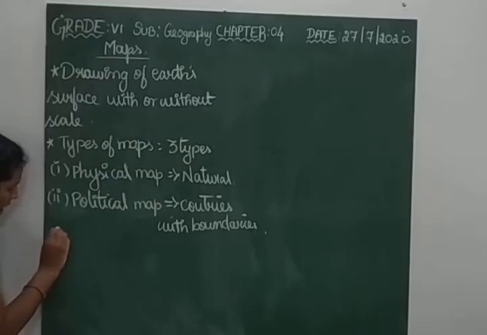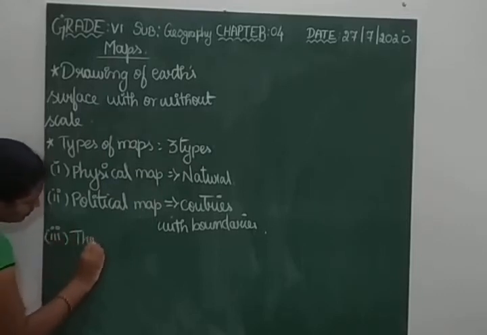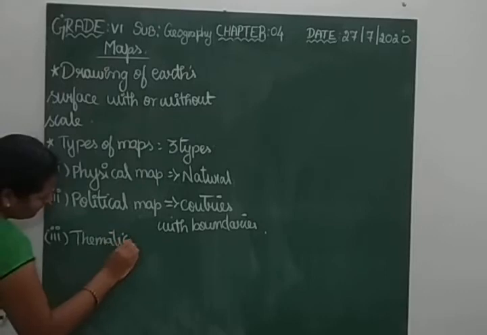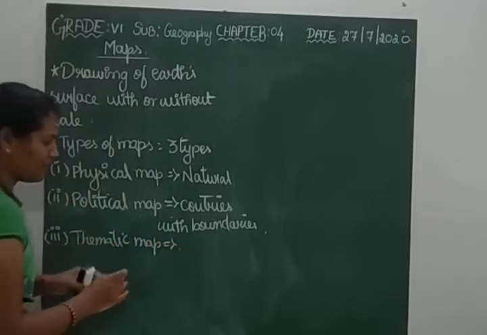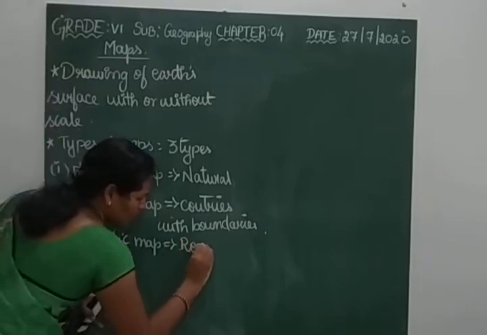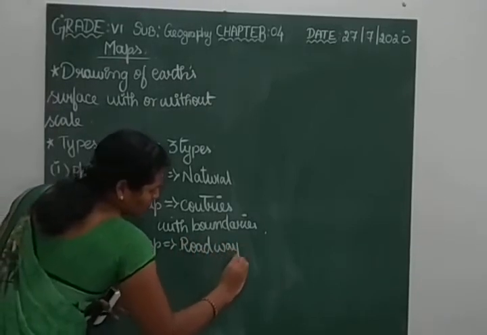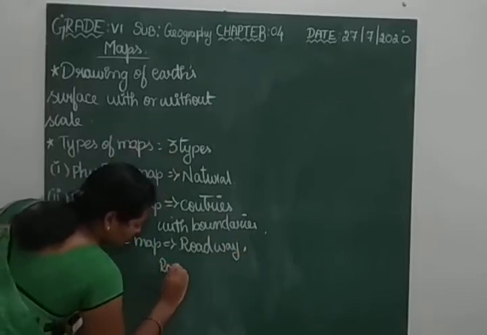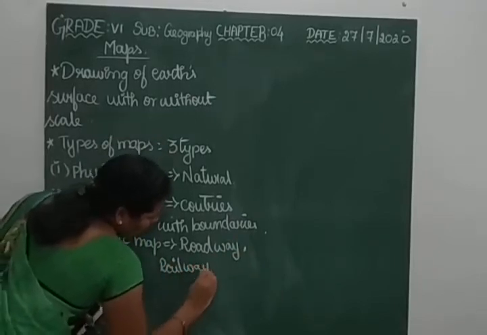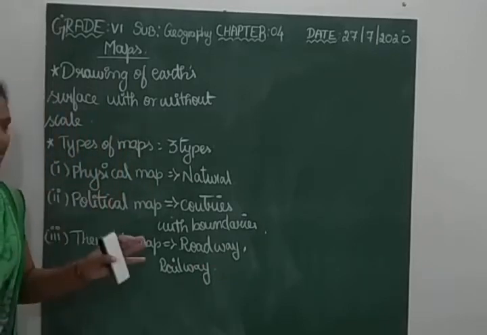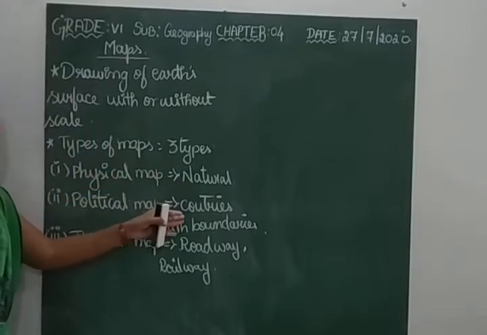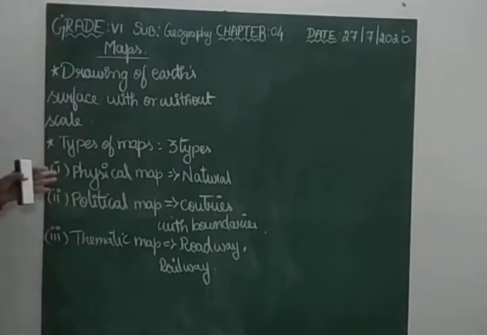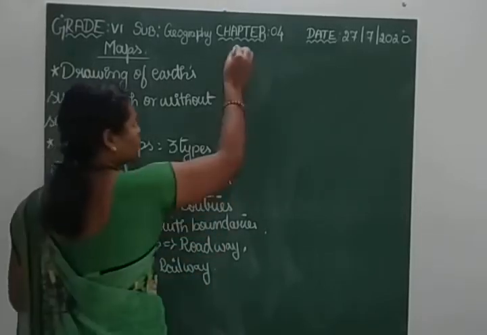And the third one is thematic map, which has the information specific to roadways, railways, and about the industries present in a state or district. These are the types of map and these are all the information contained by the maps. What are the types? Physical map, political map and thematic map. Then we are going to learn about the components of map.